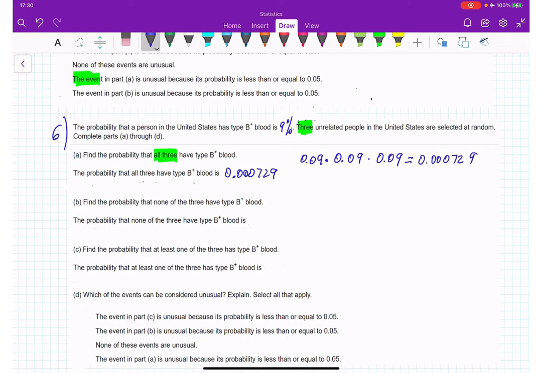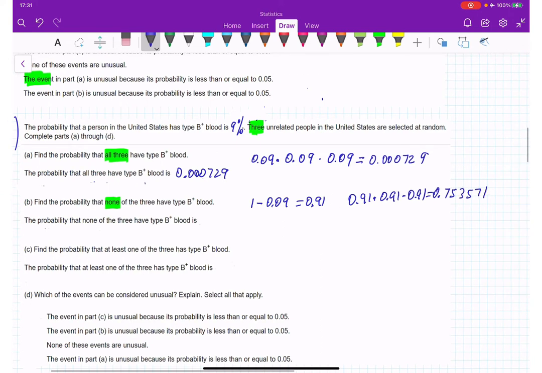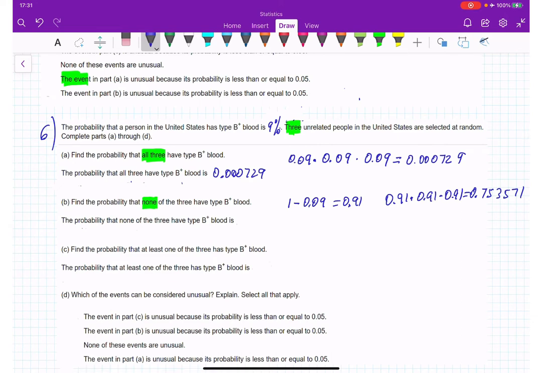Next, find the probability that none of them, it's very important, none of them. If each one of them is 9%, then none of them is going to be 1 minus 0.09, which equals 0.91. And then since it's going to be 3, it's 0.91 times 0.91 times 0.91. And we are getting 0.753571. So here it is. The answer for B is 0.753571.